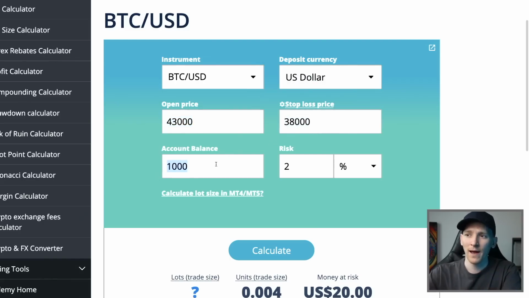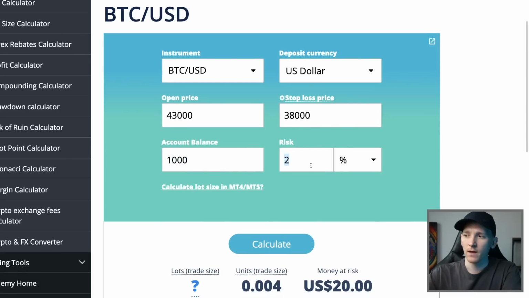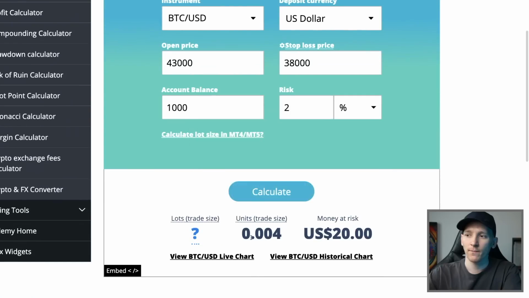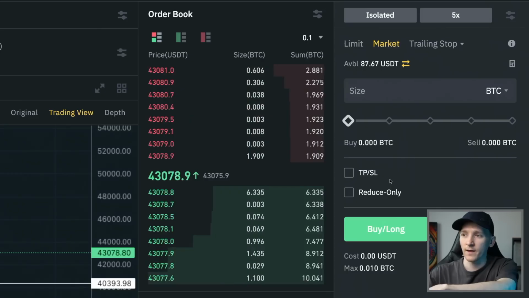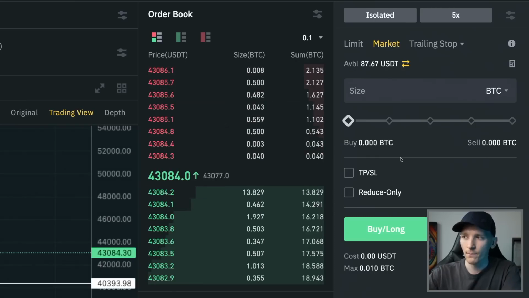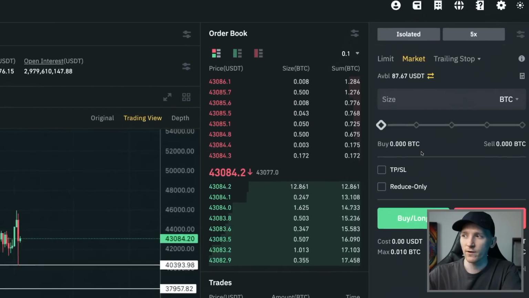If we have a $1,000 balance and we want to risk 2% of that, then we can trade 0.004 units of Bitcoin. So that puts $20 at risk if we get stopped out at our stop loss level. Traders may trade around 1 to 3% risk per trade of their balance. But if this is your risk money, it's up to the individual, but I can't promote taking extra risk or anything like that. From here, we know it's 0.004 BTC.